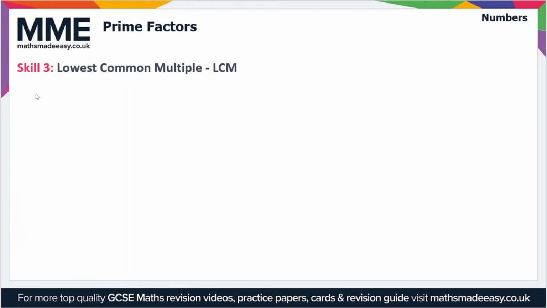Moving on then, the next skill is the lowest common multiple, or LCM for short. So the lowest common multiple of two numbers, let's look at 5 and 7 here. And the lowest common multiple is the smallest number that is a multiple of both of these numbers. So in other words, the smallest number that appears in the times tables of both of these numbers. So let's look at 5 first of all.